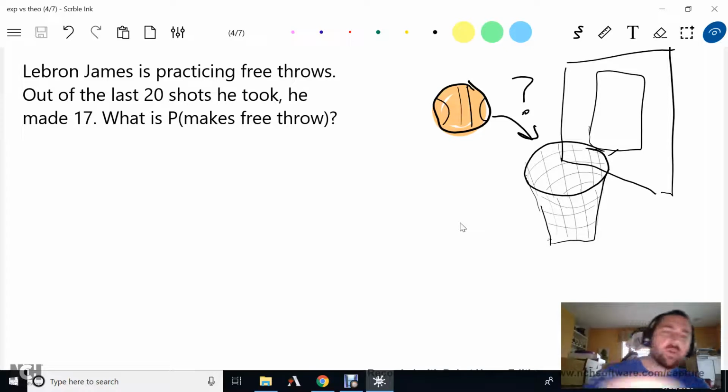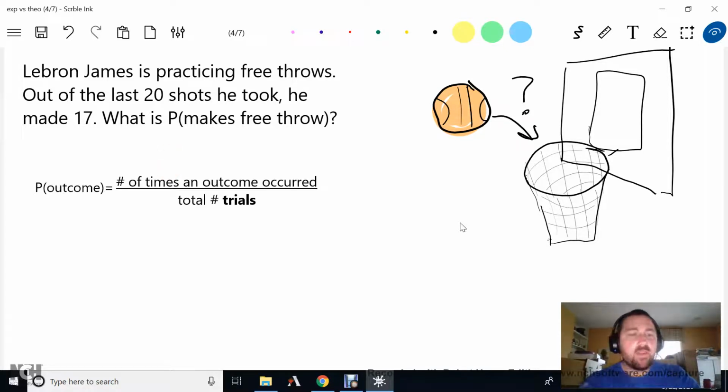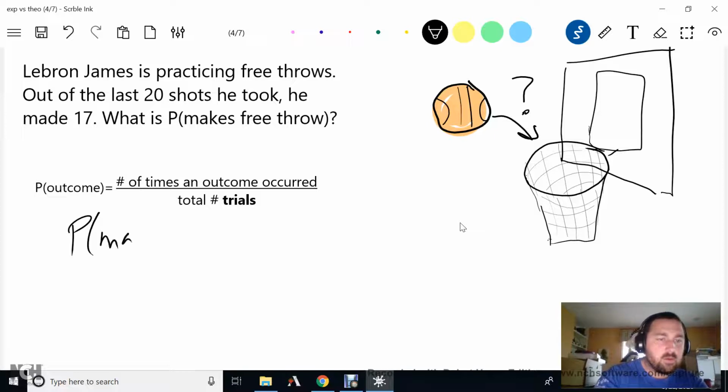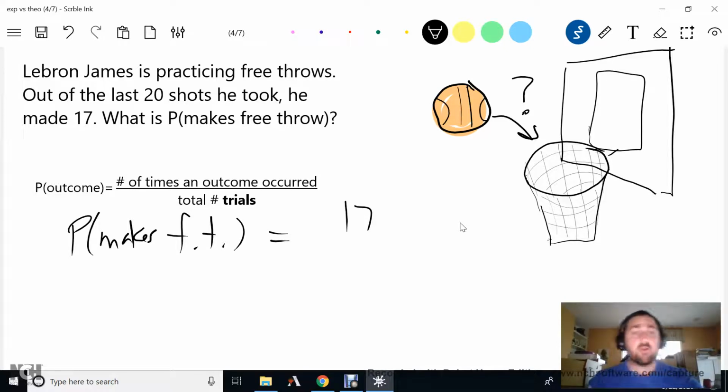So we're going to think of it from this standpoint: number of times an outcome occurred over the total number of trials. In this case, because we want to actually make the free throw, we say how many times has he made a free throw? Well, he made 17 free throws. And what was the total? It was 20. So the probability that he makes a free throw based on what's happened in the past is 17 out of 20. Or I think it's about 85% if you want to think that way.